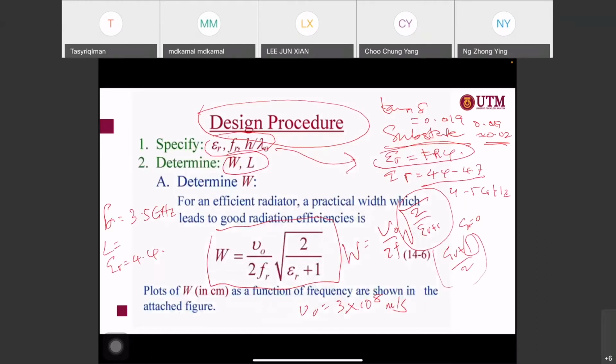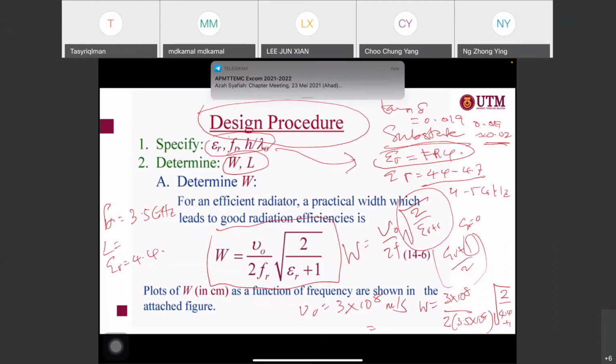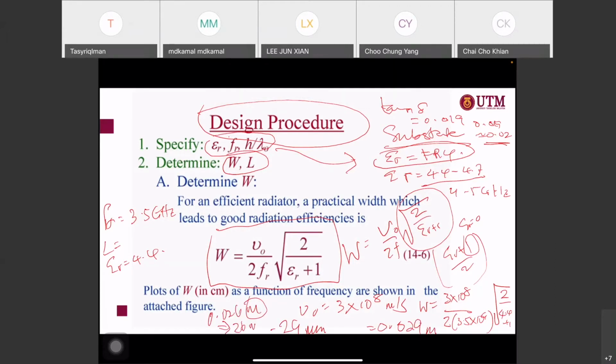What is W? Very easy, a simple equation is given here. W is equal to 3 times 10 to the power of 8 over the resonant frequency of 3.5 gigahertz, times the square root of 2 over 4.4 plus 1. So what is this W? Chai Chu Kian, can you get the answer? 26 millimeter. 0.026, so it means equal to 26 millimeter, right?